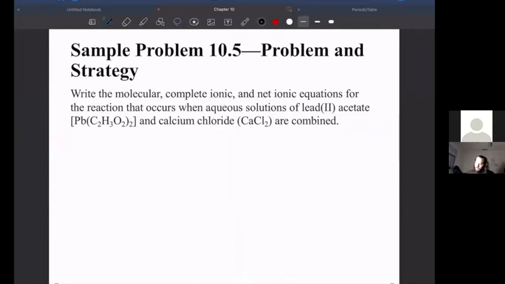Like the reaction that occurs when the aqueous solution of lead acetate, so it gives me my formula here, Pb(C2H3O2)2, plus calcium chloride are combined, okay? The premise of the problem told me that these two are aqueous. How am I going to get what my products are? What am I going to do? Swap. Right, so now I'm going to put the lead with the chloride, and I'm going to put the calcium with the acetate.